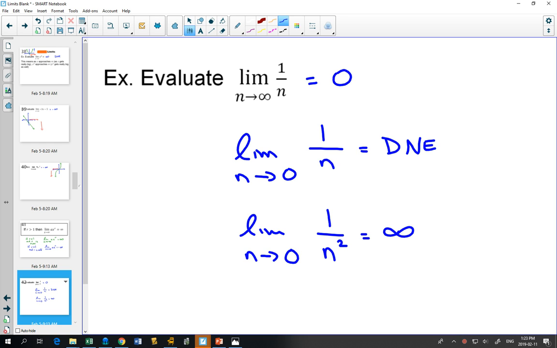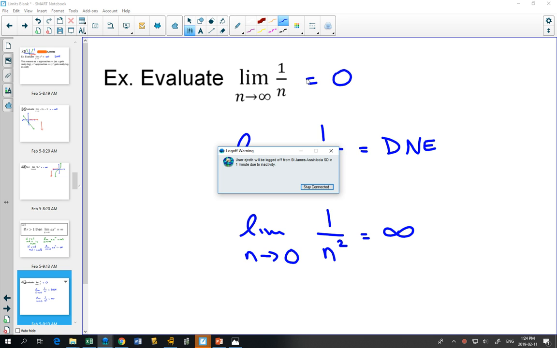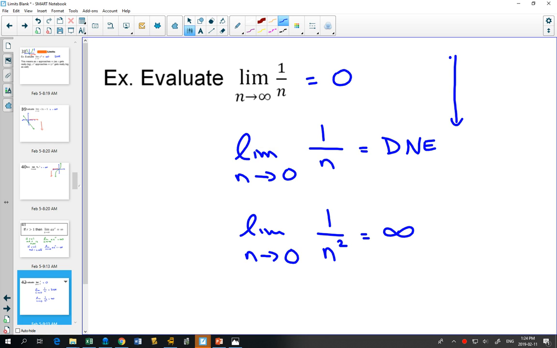One of the things that we learned the other day when we looked at piecewise functions is that a limit only exists if it approaches the same number from the left side as it does from the right side. And so if it's approaching the same number from the left and the right, we would say that it exists. What does the graph of 1 over n look like? It's a reciprocal graph. You have an asymptote at x equals 0. You have an asymptote at y equals 0, and your graph looks like this.